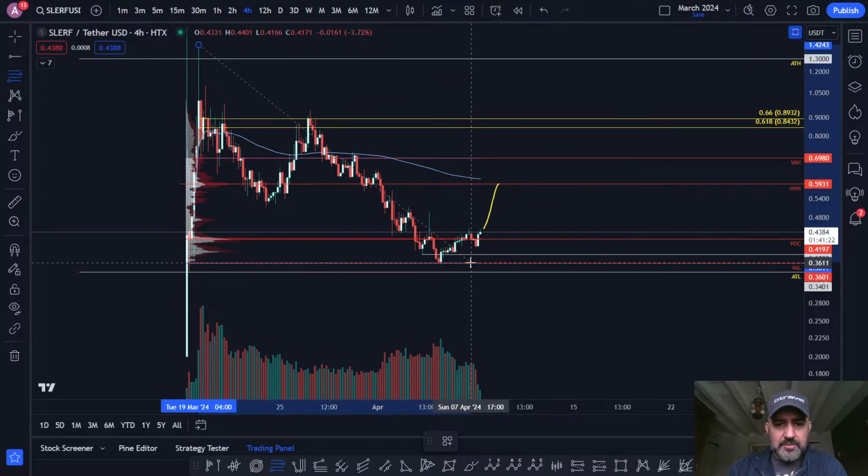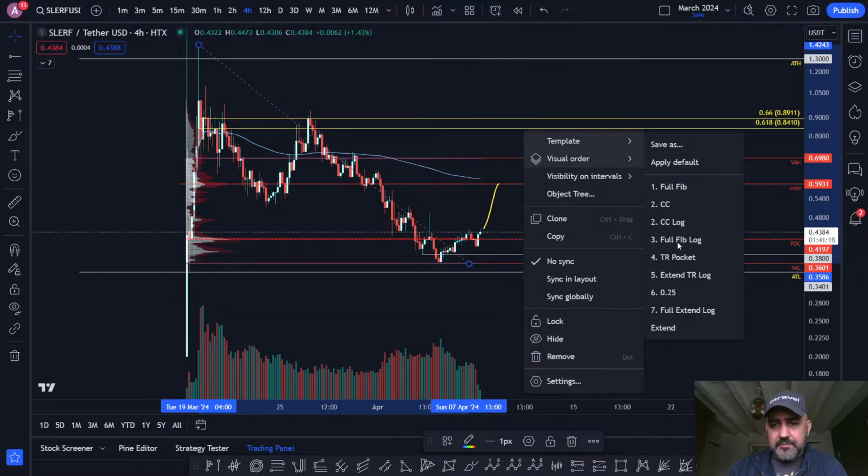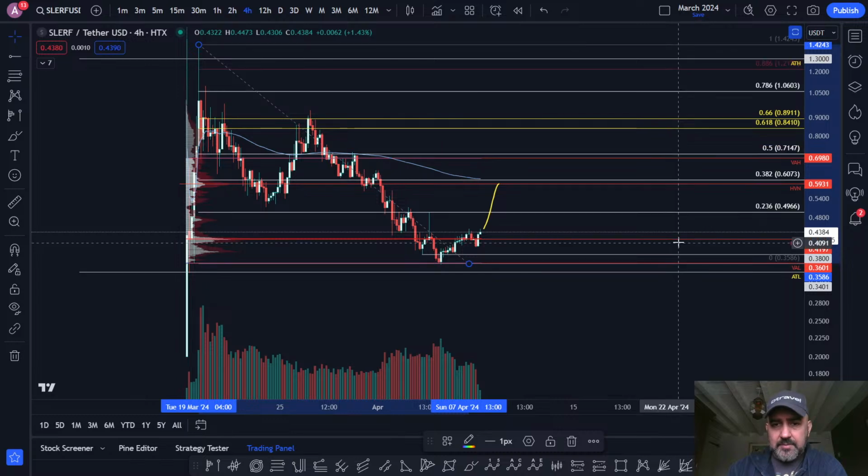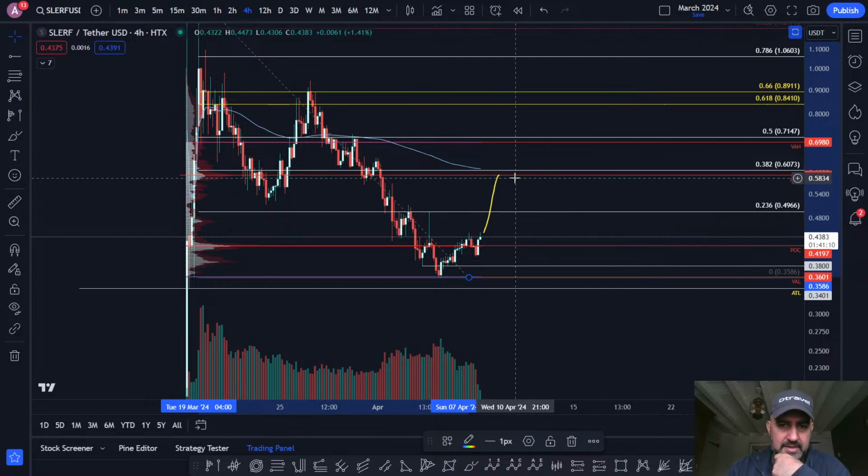And even though the golden pocket is higher up, there's definitely a higher time frame fib level there, the 382. There's going to be a little bit of resistance there. There's going to be volume resistance. There's going to be this anchored VWAP. There's going to be this 382, roughly around 59 cents. So I'm thinking that's probably going to be a big resistance.